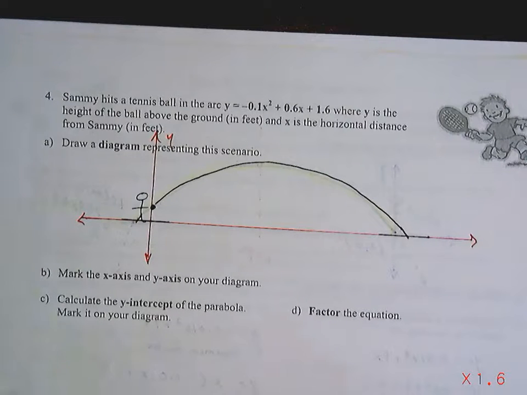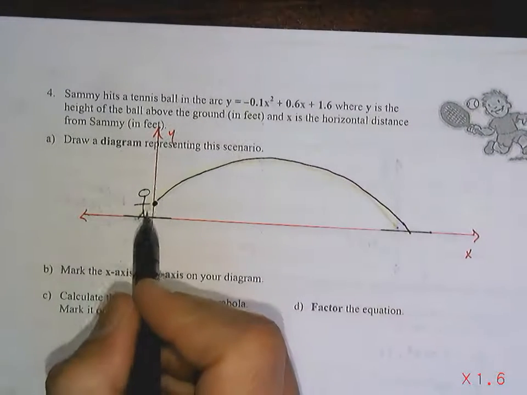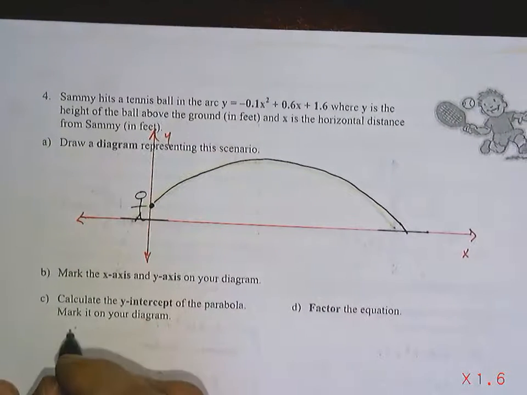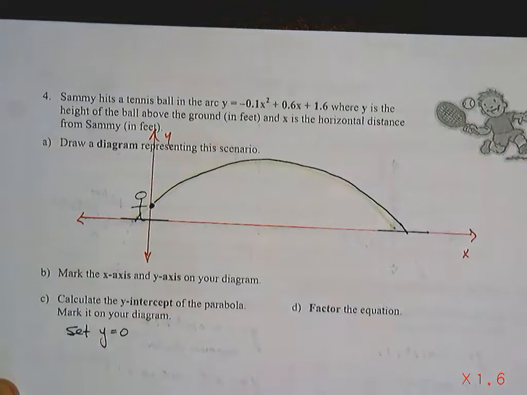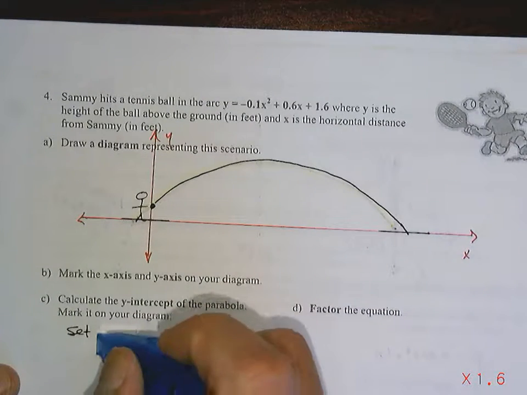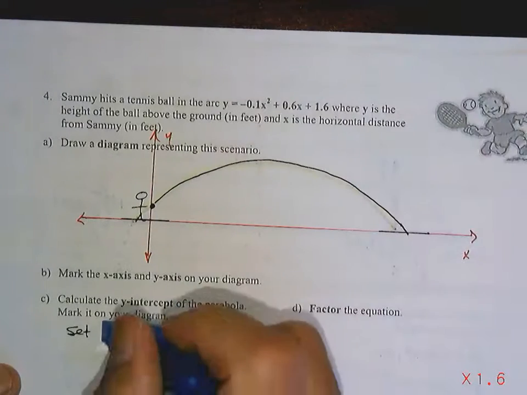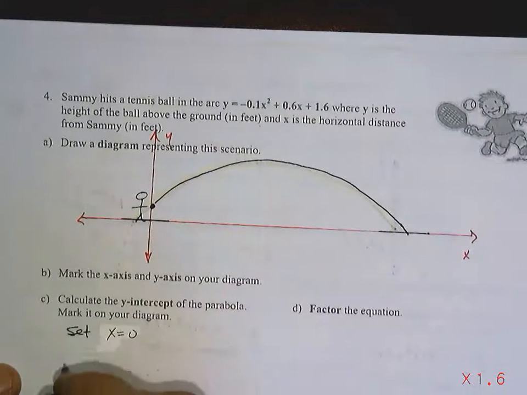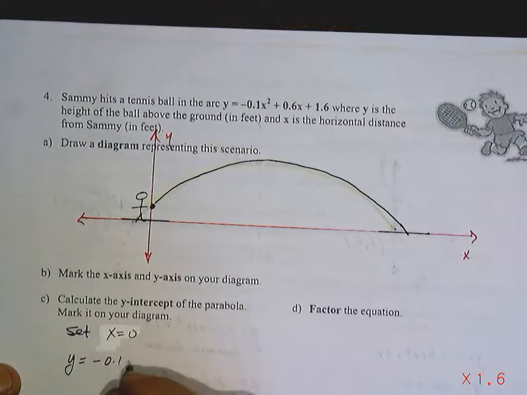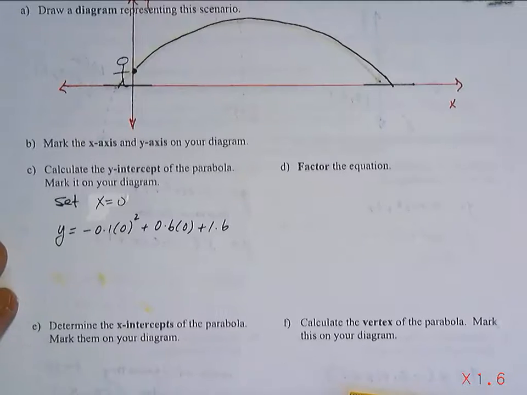Mark the x and y axis. Let's calculate the y-intercept. Well, it's going to be up in the air a little bit. So what we're going to do is set y equal to 0. No, not for a y-intercept. Silly me. Again. No, x equals 0. So it's going to be y equals negative 0.10 plus 0.60 plus 1.6. And what a waste of time that was, right?